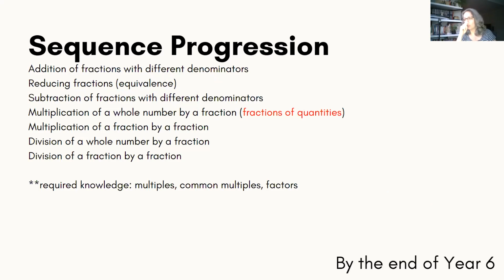I know that we ask children quite early on to give us fractions of quantities, and they can do it orally and they have a bit of an understanding, but it's multiplication of a whole number by a fraction that gives you fractions of quantities. Next one is multiplication of a fraction by a fraction, division of a whole number by a fraction, and division of a fraction by a fraction. And those can be demonstrated in the same way.